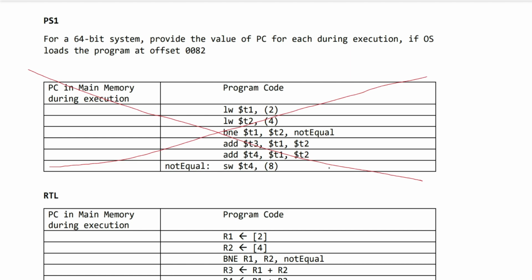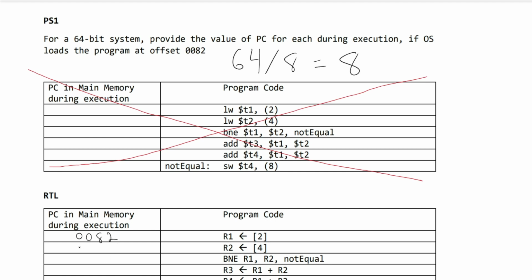Okay, so problem set 1, pretty simple one. 64-bit system, provide the value of PC for each instruction during execution if the OS loads the program at offset 82. So it's 64-bit. If it's bits, you always have to divide by 8 to get the amount of bytes to increment by. So 64 divided by 8 is 8. So that's how much it's going to increment by every time. And the first line of the code is the offset.